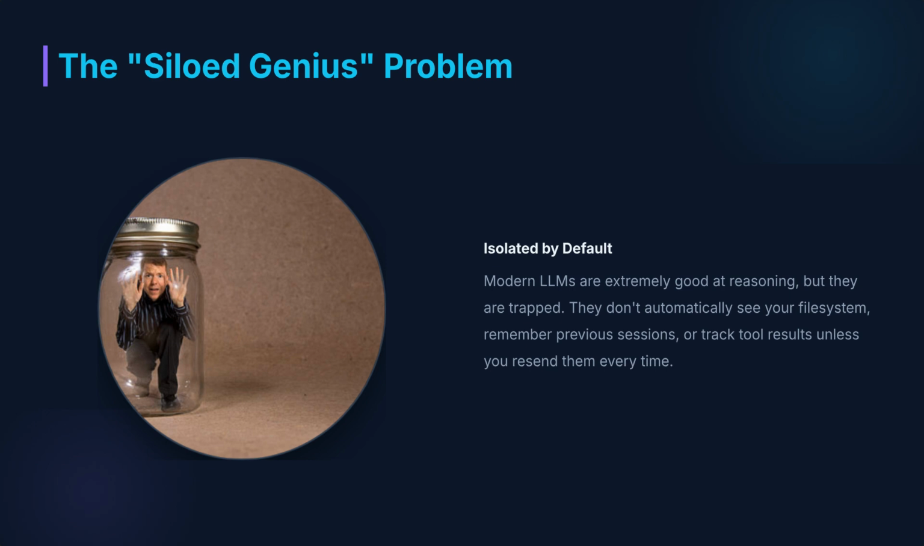This is known as the siloed genius problem. Modern large language models are highly capable, but isolated. They cannot automatically access your file system or remember previous sessions unless that context is present every time.